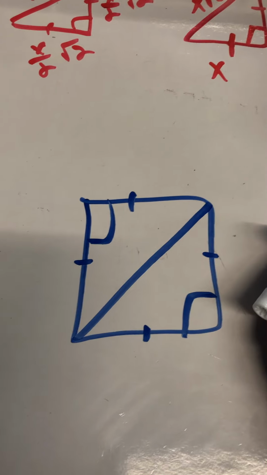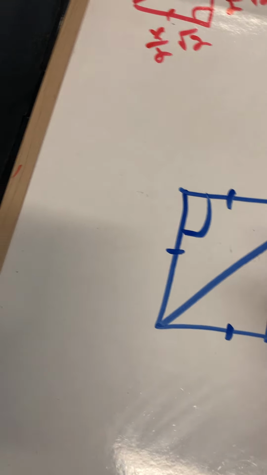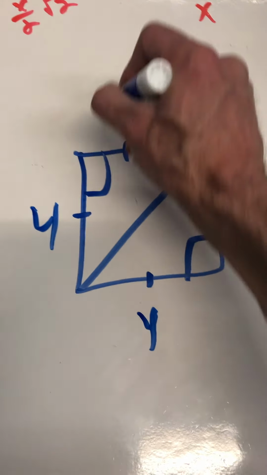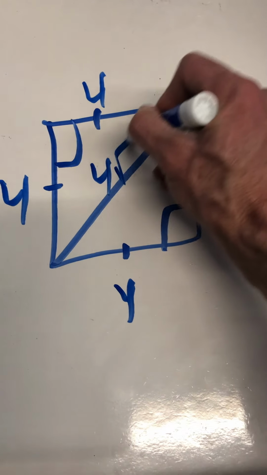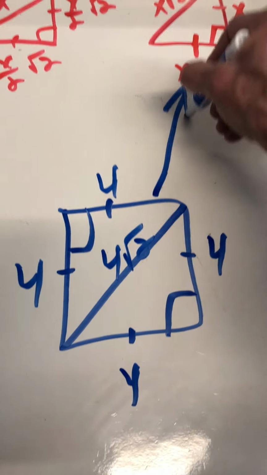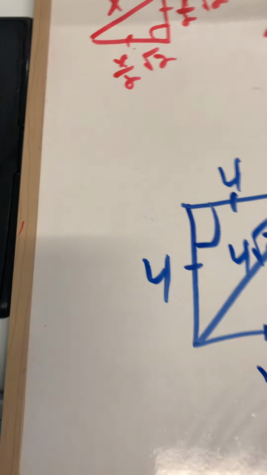If the perimeter is 16, that means that this is 4, 4, 4, 4. This is 4 root 2. It follows this right here. That's the length of the diagonal, 4 root 2.